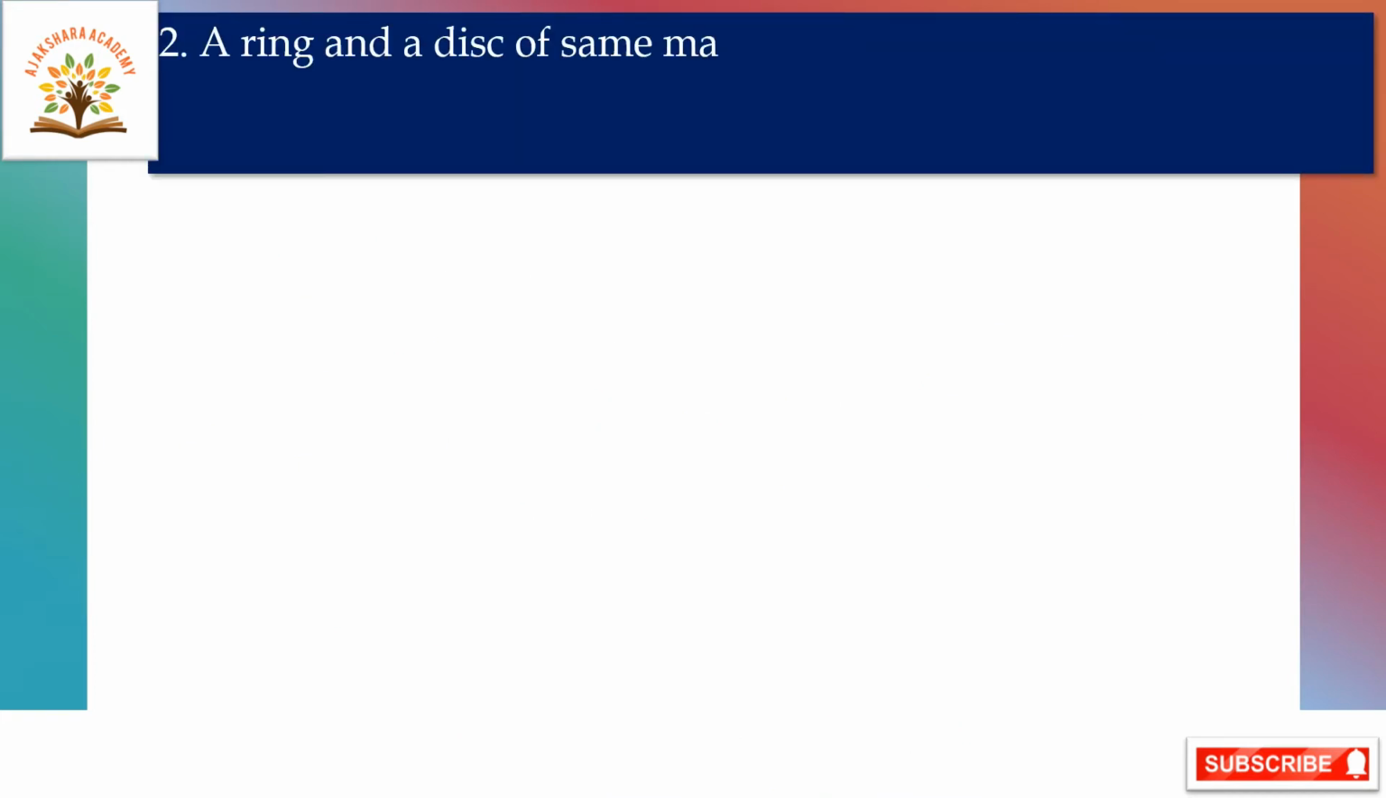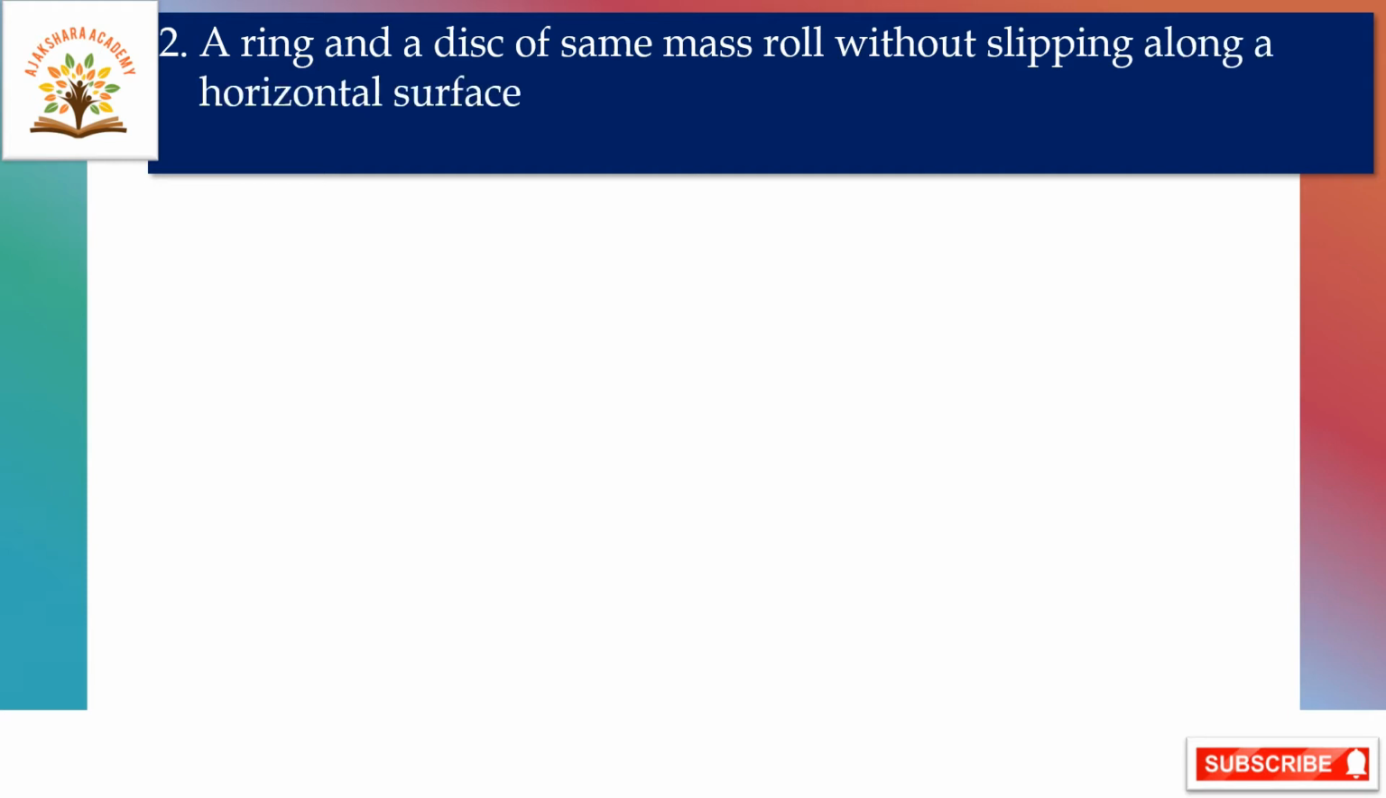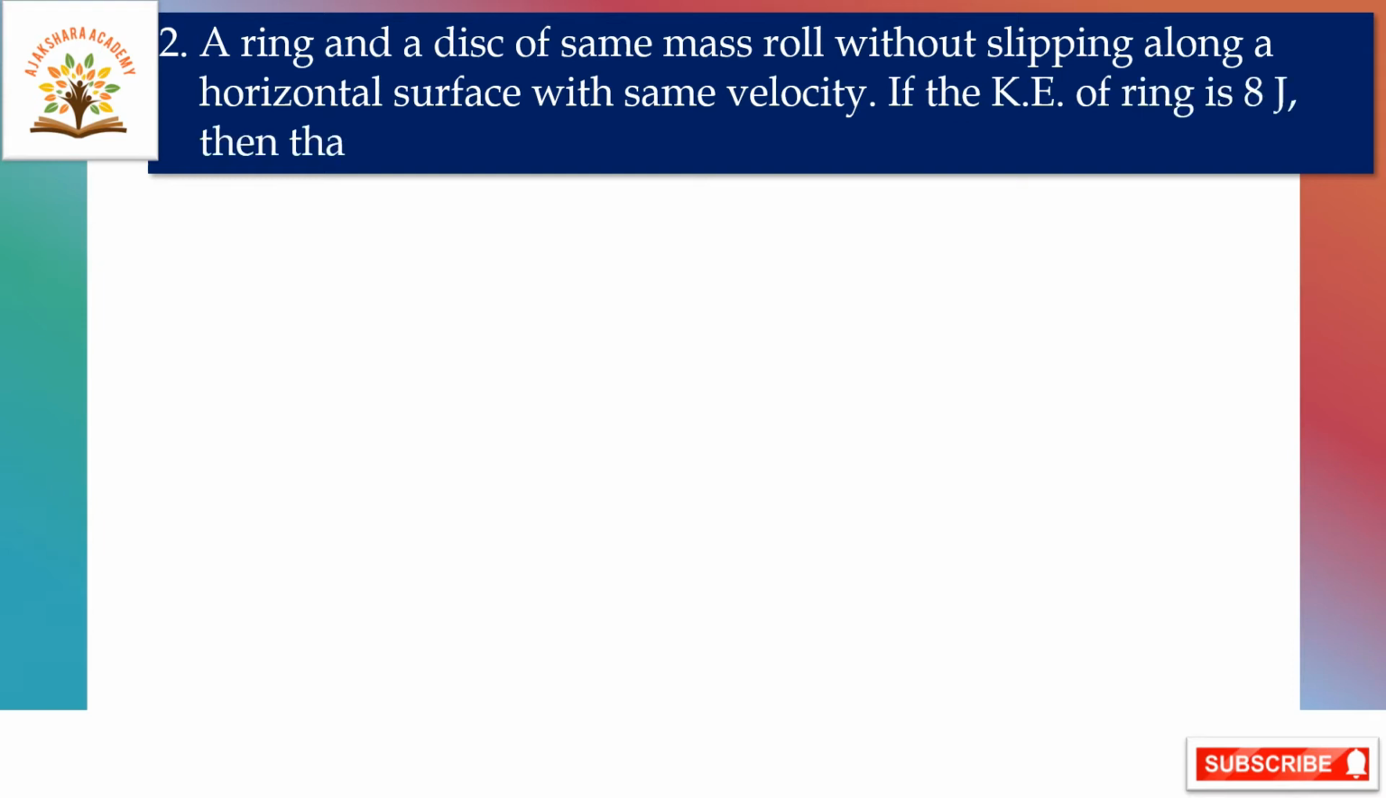A ring and a disc of same mass roll without slipping along a horizontal surface with the same velocity. If the kinetic energy of the ring is 8 joules, then that of the disc is. Now let us go to the solution.